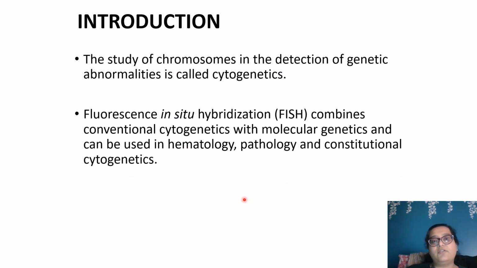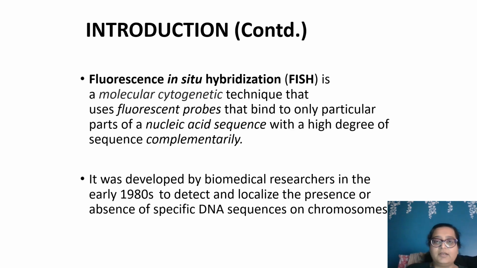So it's a study of chromosomes in the detection of genetic abnormalities. It combines conventional cytogenetics with molecular genetics in hematology, pathology, and constitutional genetics. And the things that you need are fluorescent probes, and these fluorescent probes bind to complementary parts of the nucleic acid in a DNA.